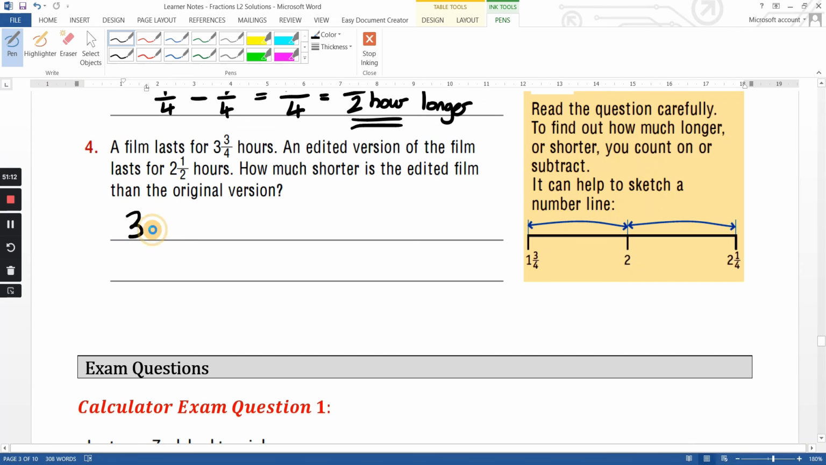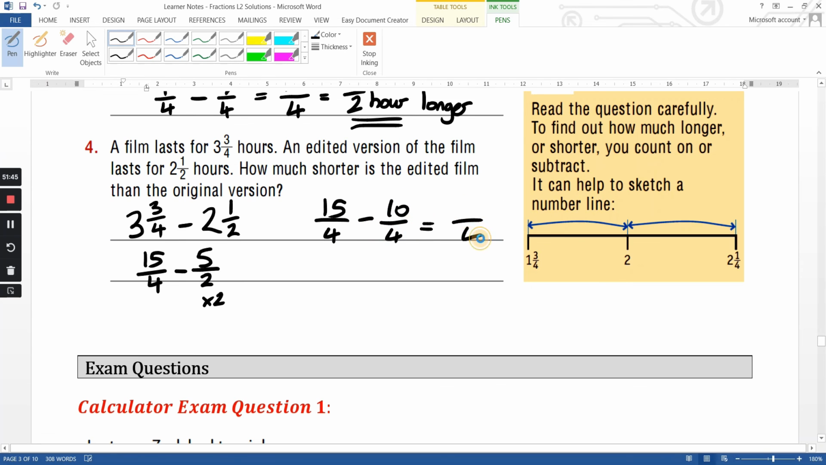So we always do the bigger one minus the smaller one. Yeah, let's change these to top heavy. So 12 plus 3, 15 over 4 minus 5 over 2. So I'm going to have to multiply this one by 2, and keep the first fraction the same. This will be 10 over 4. Yeah, my answer is going to be out of 4 as well. 15 take away 10 leaves me with 5.